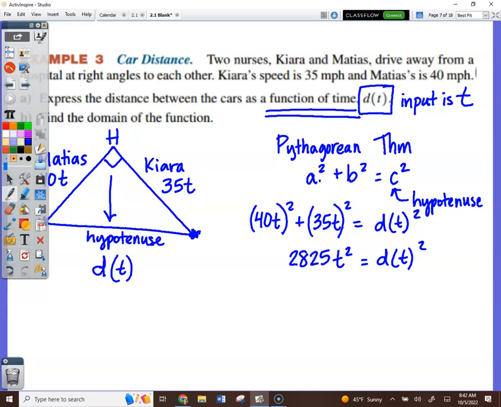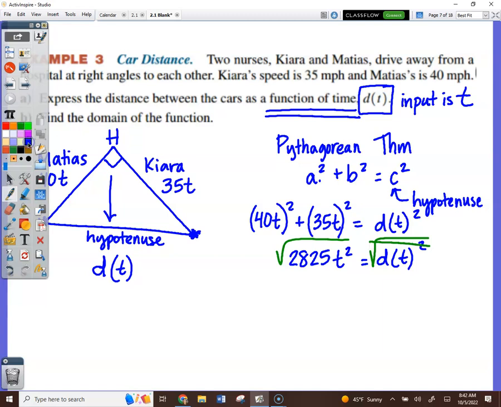We want d of t squared to be just d of t, so what would we do? Square root both sides. That will get rid of this, which is why I was saying, don't square the d and the t, because that's a name. That's not d times t. That is a fancy y.